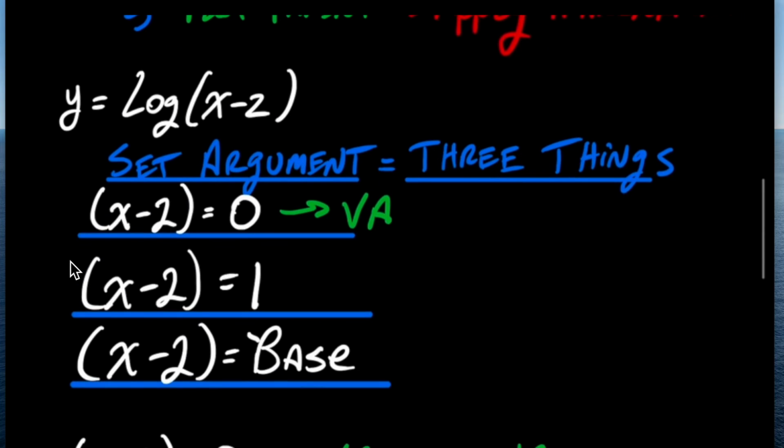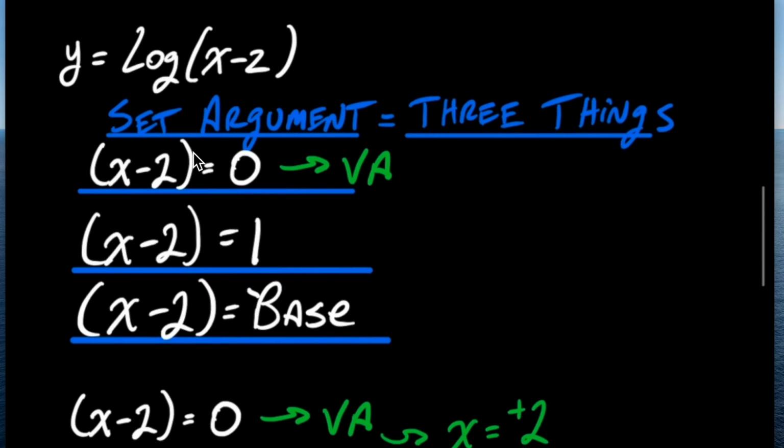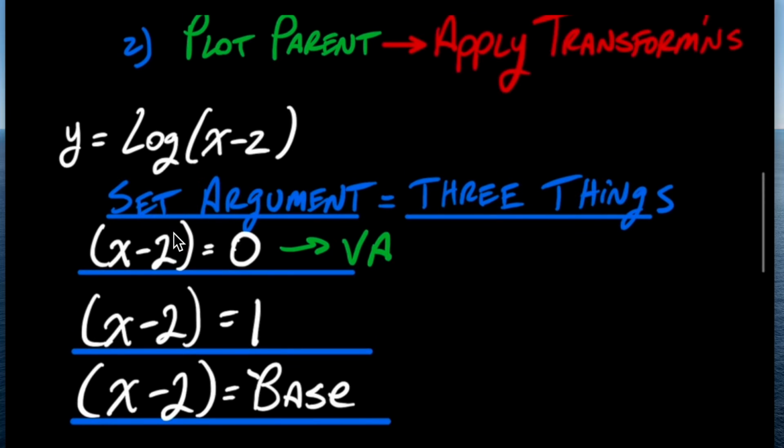So here's how you plot points. You set the argument to 3 things. First, you set it to 0, then you set it to 1, then you set it to the base. You then solve for x. When you set it to 0 and solve for x, it provides the vertical asymptote. Here, we're going to solve for x, and then we're going to plug x into this function to get our y value, and we're going to plot these 2 points. And the asymptote plus 2 points is all you need to sketch this graph.